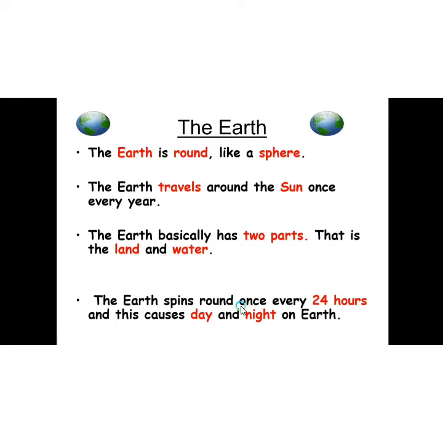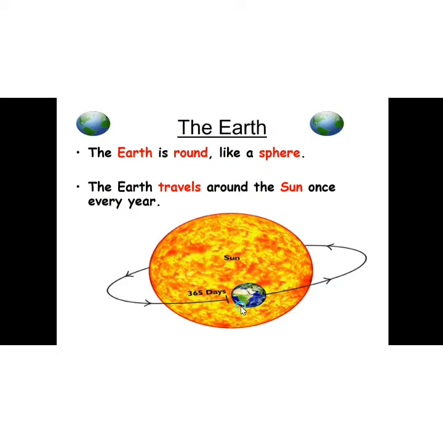Now the Earth spins round once every 24 hours. 24 hours is one day. That means the Earth moves round in one day. So you will have day, sometimes you will have night. Alright, so now the Earth is round like a sphere.